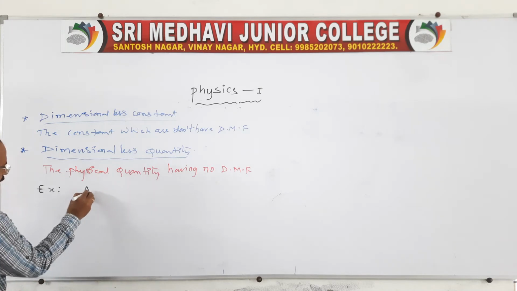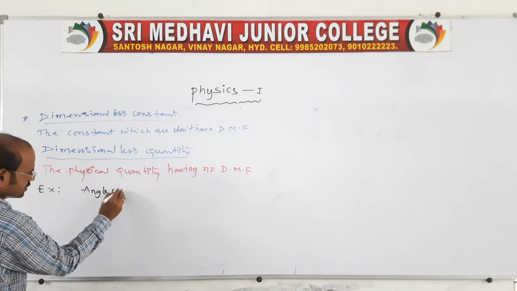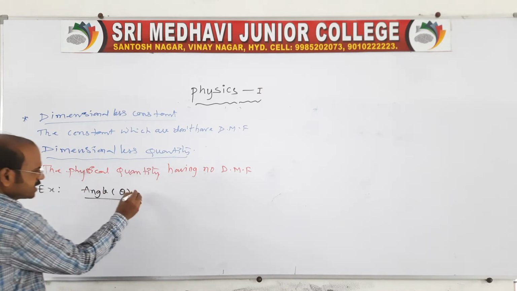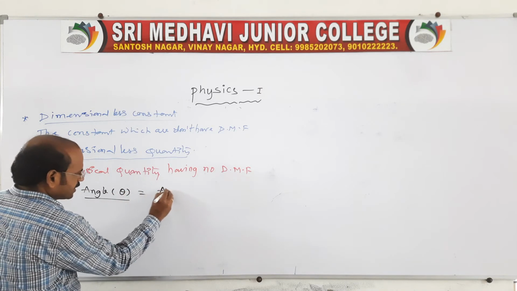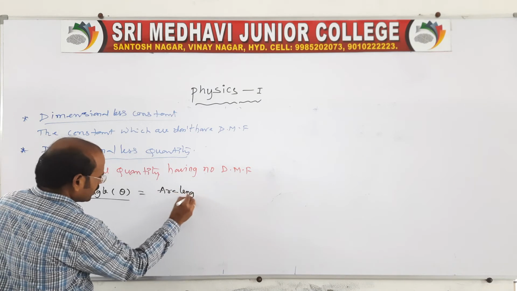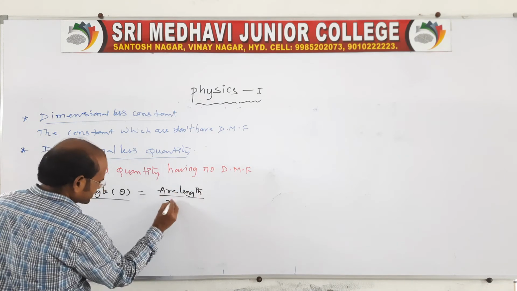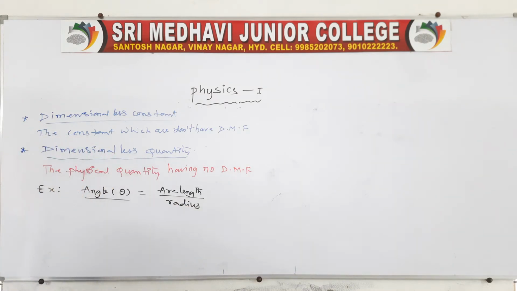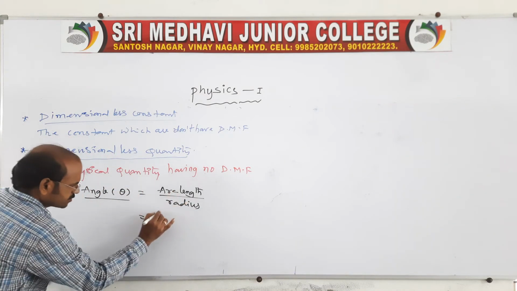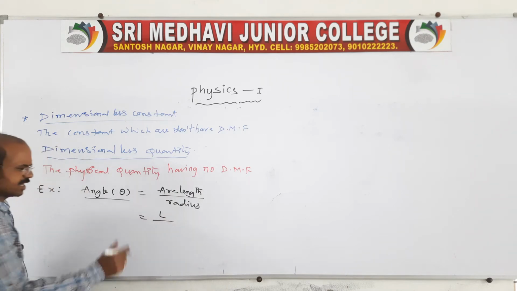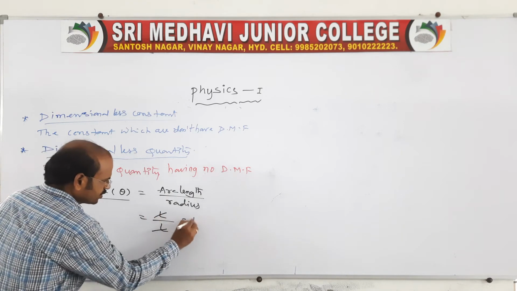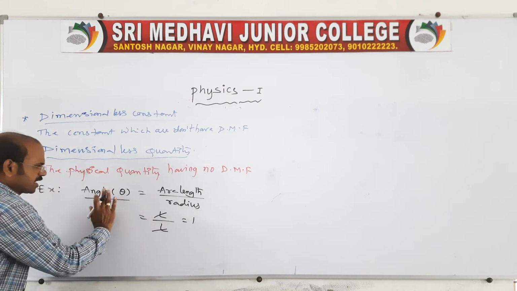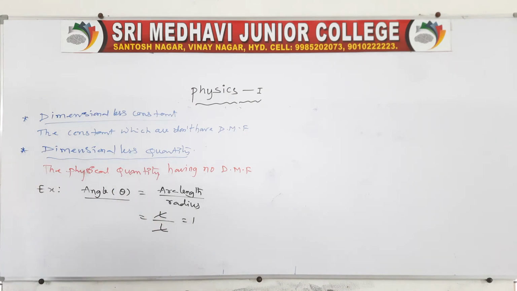You remember, angle is theta. Sir, why does this angle not have a dimension? Because angle theta is defined as arc length by radius. So this is the formula for angle. In general, arc length is measured in L, because it is length only, and radius is also measured in L, so it does not have a dimension. So 1 is represented for angles.